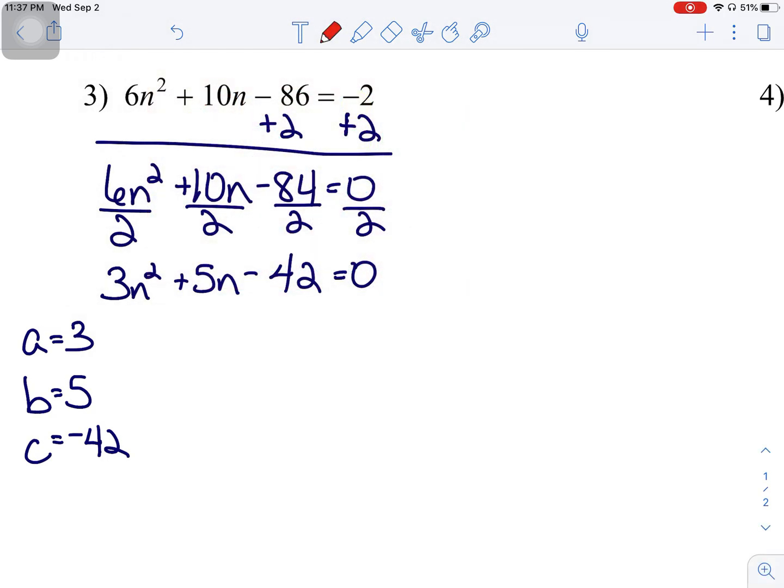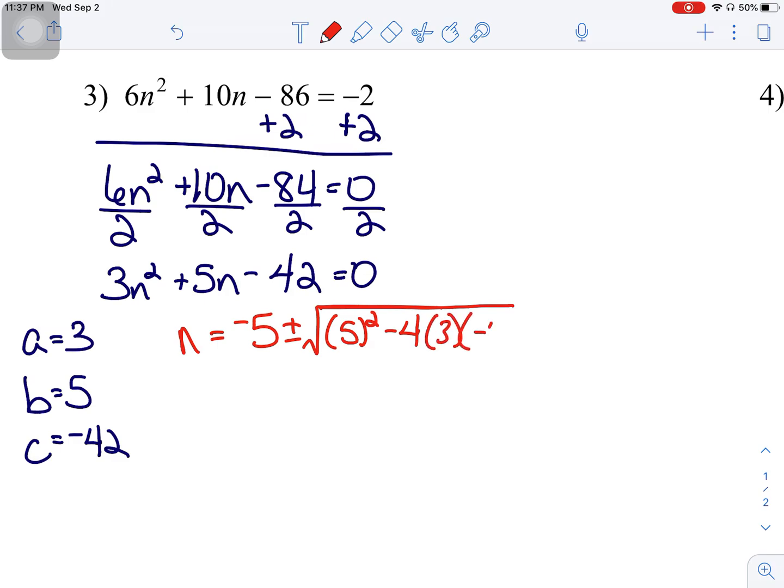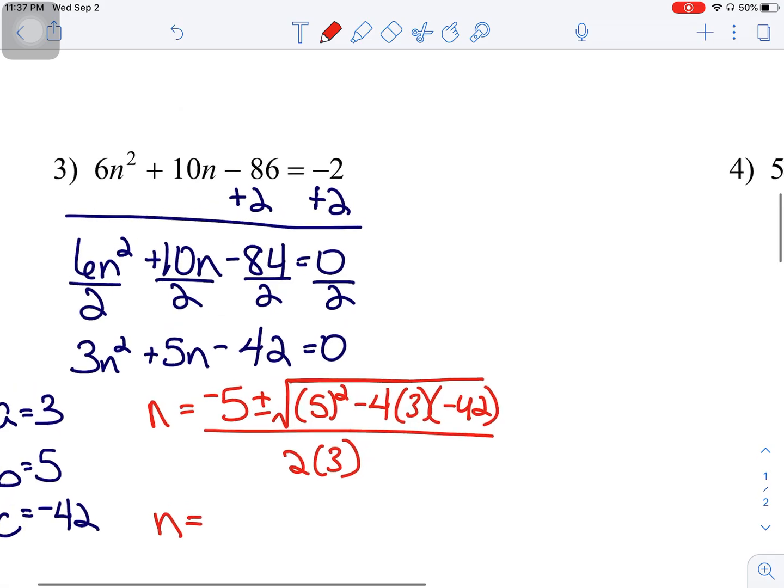Using those three values, again, this particular equation is written in terms of the variable n. So I'm going to say n is equal to the opposite of b, plus or minus the square root of, that is so not long enough. Let's try that again. Okay, so b squared minus 4ac, all over 2a.